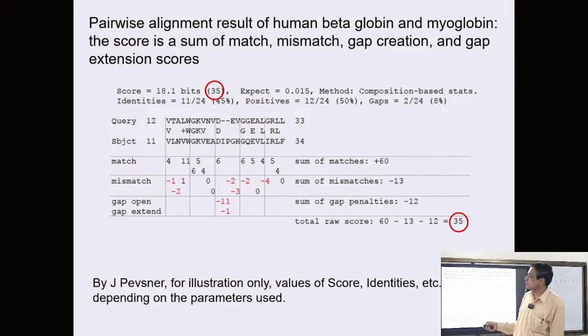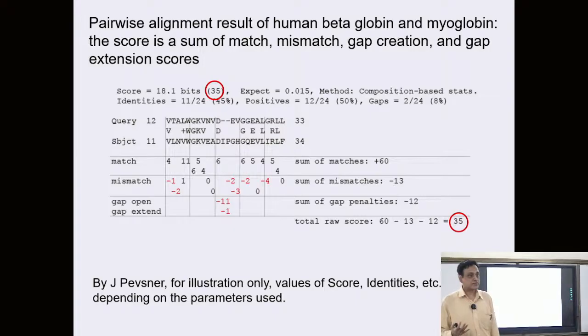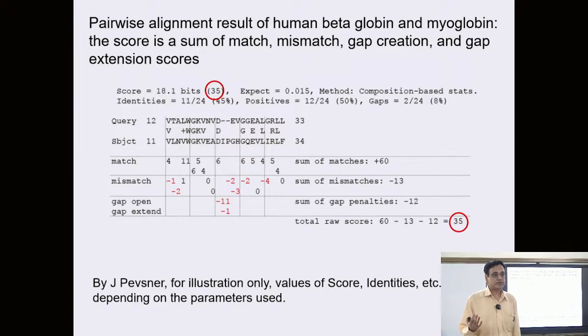So there are only two gaps. The first gap gets a negative score of -11. The second gap gets a negative score of -1. Can you think of a reason why gap start has a stronger negative score than gap extension?